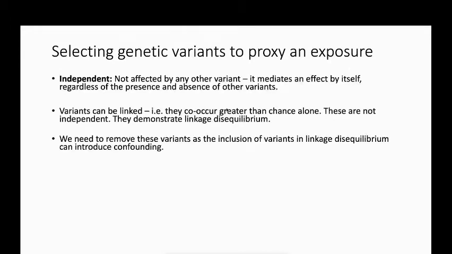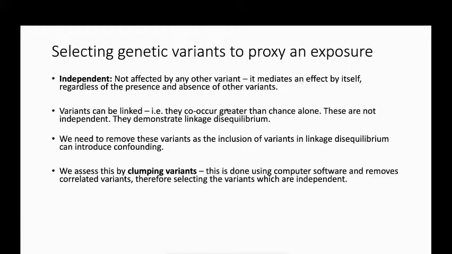We need to remove one of these variants that are in linkage disequilibrium, as their inclusion can introduce confounding, because we're not quite sure which one is mediating the effect. For example, there could be confounding because the genetic variant that is in linkage disequilibrium with the variant in question could be responsible for an alternative pathway that could be affecting the outcome. So we need to make sure that the genetic variants that we include as our proxies are independent.